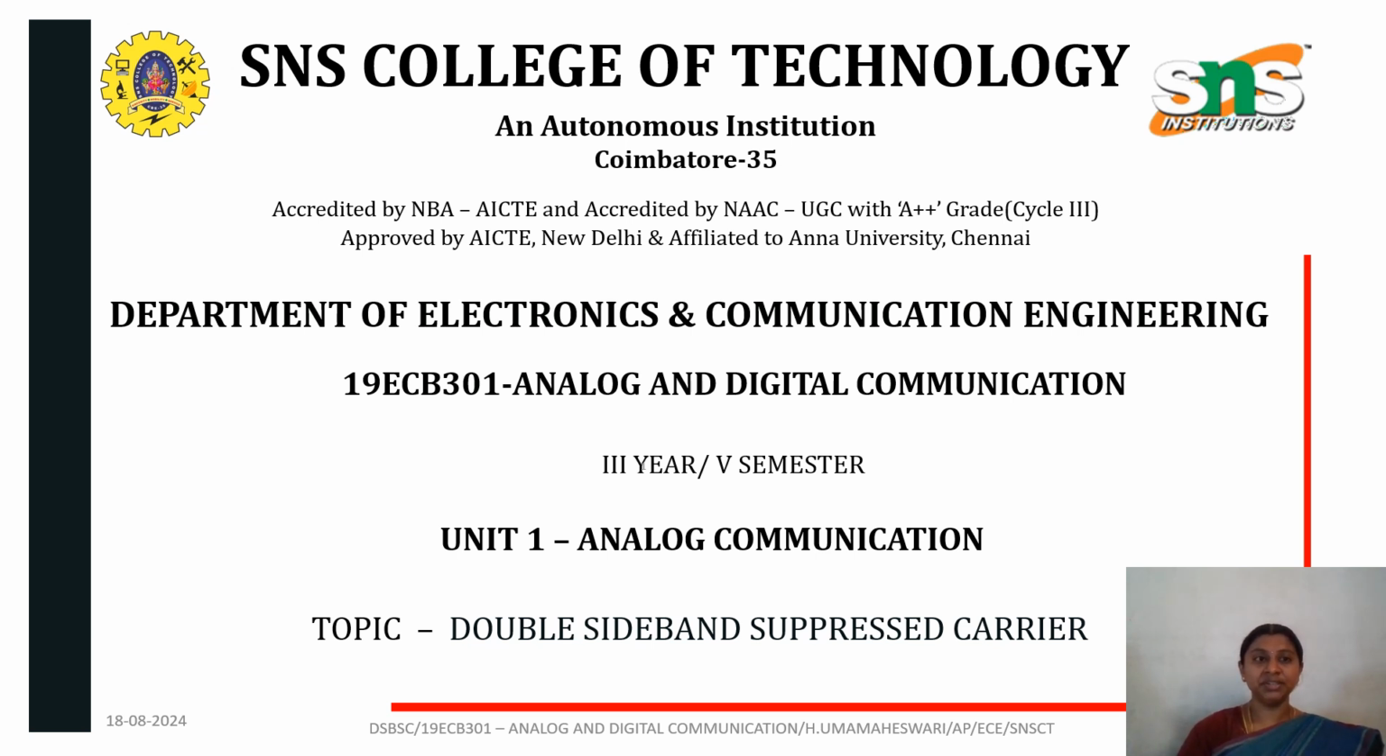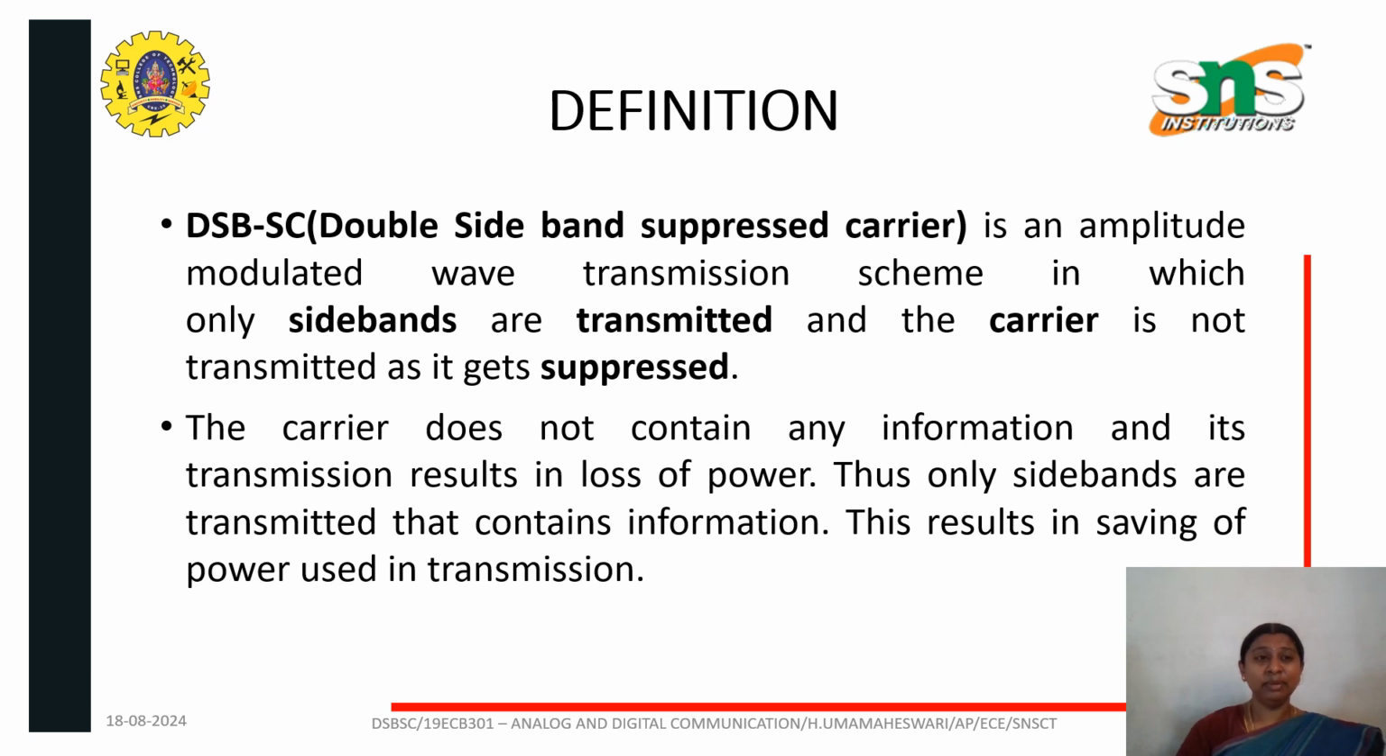In this video lecture series, I'm going to explain about the double sideband communication. Double sideband, DSB-SC we'll call it as, and it is nothing but a double sideband suppressed carrier. It is an amplitude modulated wave transmission scheme in which only sidebands are transmitted and the carrier is not transmitted as it gets suppressed.